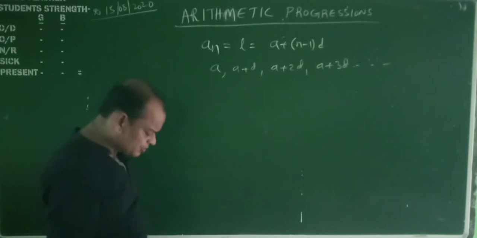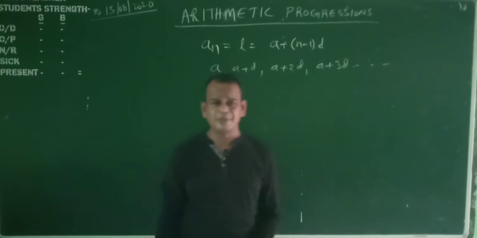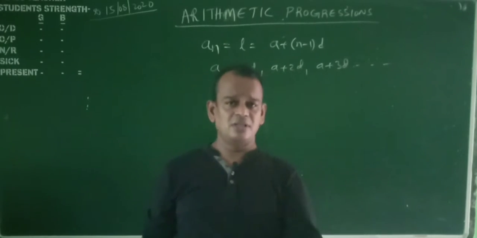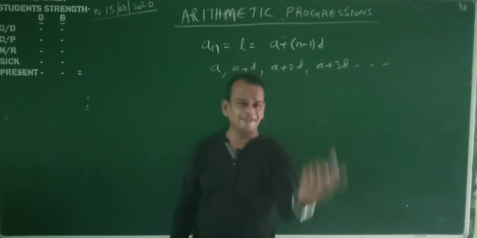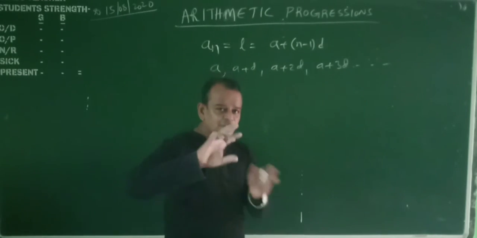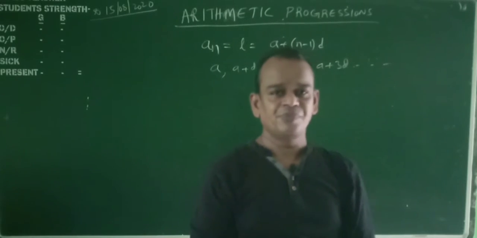Now, suppose three terms are in AP. What is the meaning of AP? It is a sequence of numbers. What does sequence mean? A definite order, a particular order. Okay, you take any two consecutive numbers. Their difference must be equal, meaning the same.